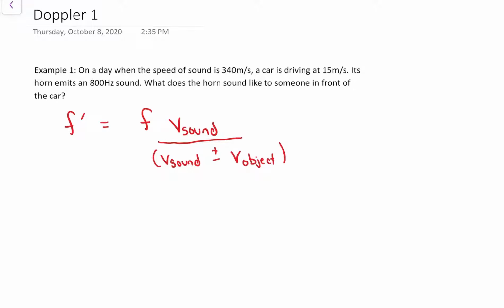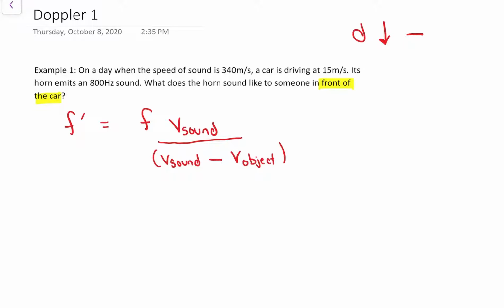Now here's a little trick to help you remember. If you're in front of the car in this question, that means the car's coming towards you. That means the distance between you and the source of the sound is decreasing. Since the distance between you and the sound is decreasing, we're going to use the negative in the equation. So I'm going to fix up my equation. The negative goes in here.